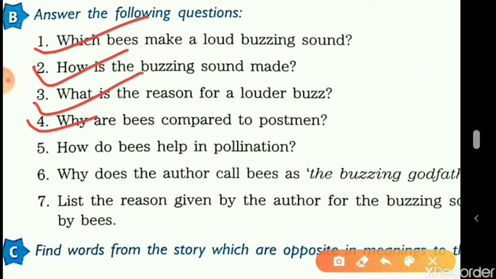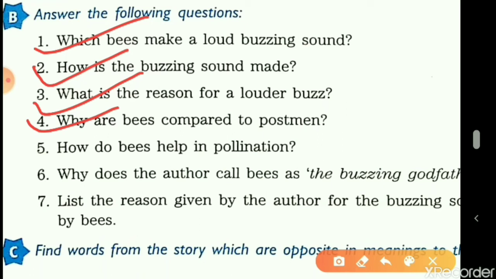Question number 4. Why are bees compared to postmen? Why are we comparing the bees to the postman? Answer. Bees carry pollen from one flower to the other. So they are compared to postmen.